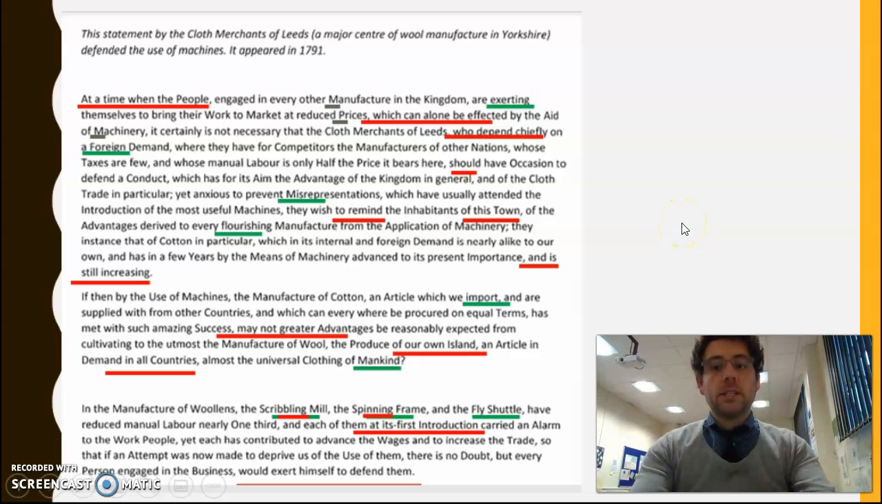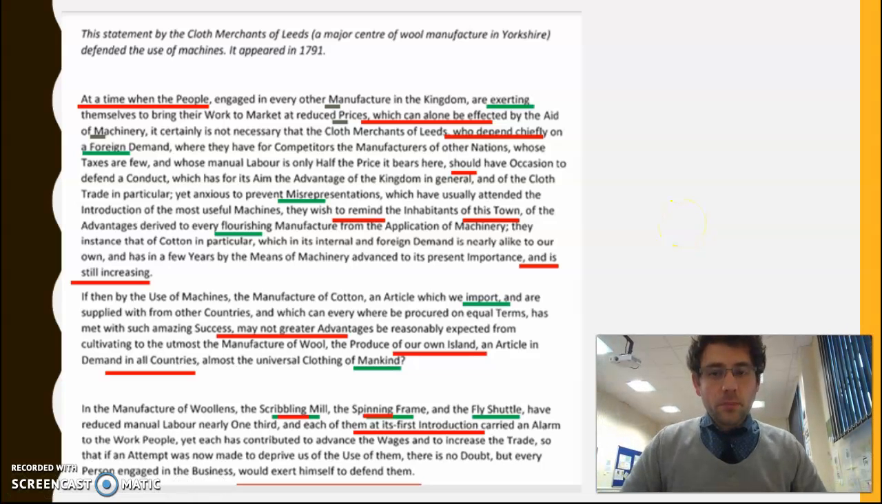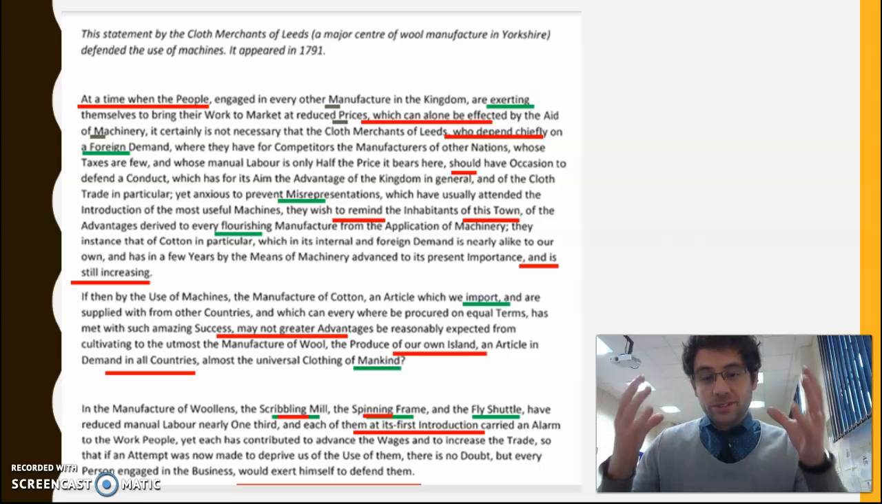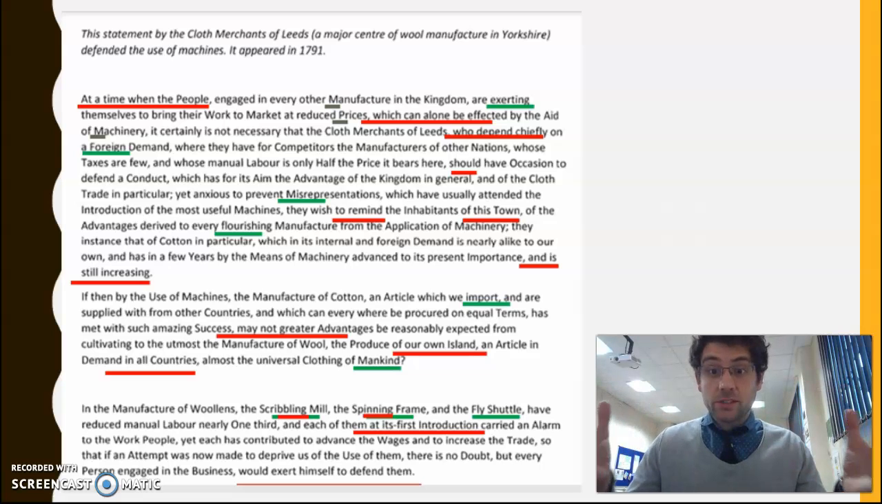So this is an example text from the 1700s. And I think it's a really good example actually for all sorts of different things, not least contextually. So if you actually look at the bit of information that's given at the top, a statement by the cloth merchants of Leeds defending the use of machines. That's a really great one that shows the 1700s contextual factors right away.